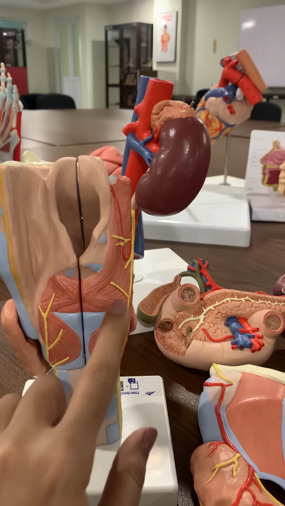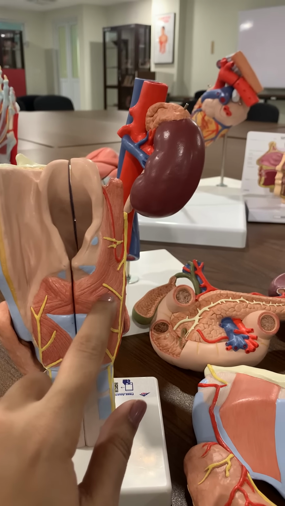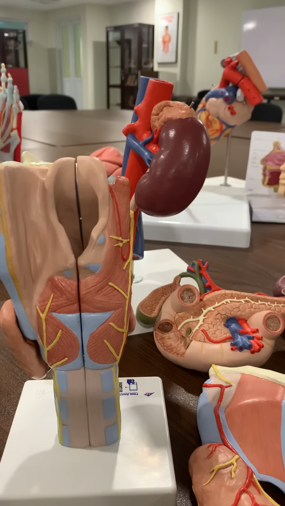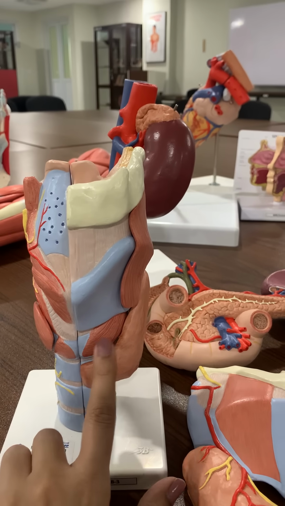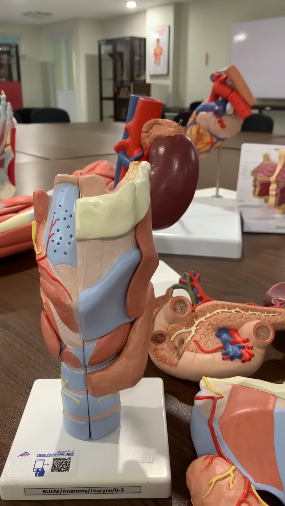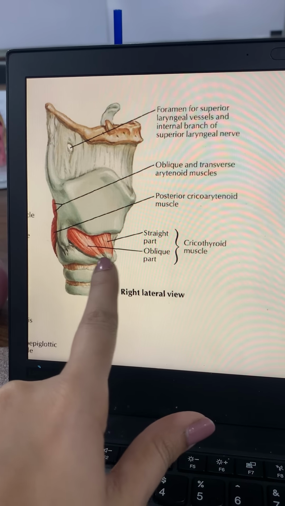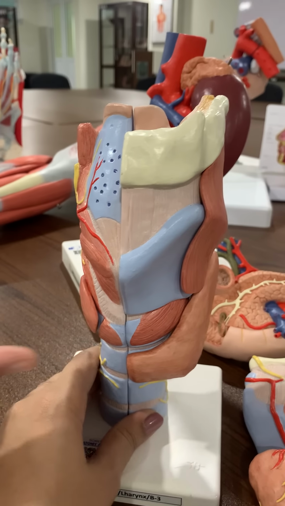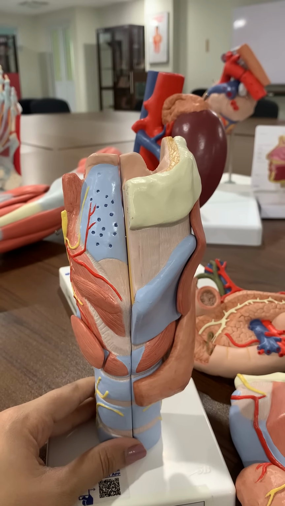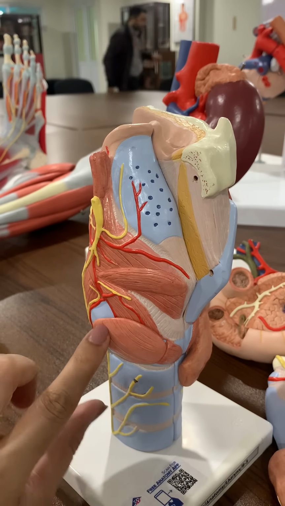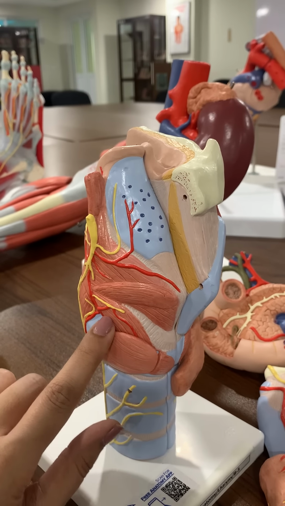Behind the oblique muscles, we have these transverse lines posteriorly. These transverse lines represent the transverse arytenoid muscles. Other than that, as we talked about the muscle here, this is the cricothyroid muscle. The cricothyroid muscle has two parts to it, a straight part and an oblique part, as shown here also. Here behind this is the lateral cricoarytenoid muscle.